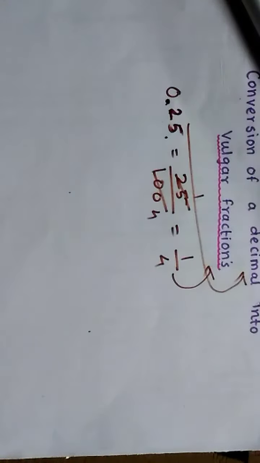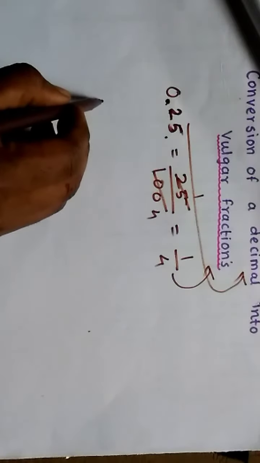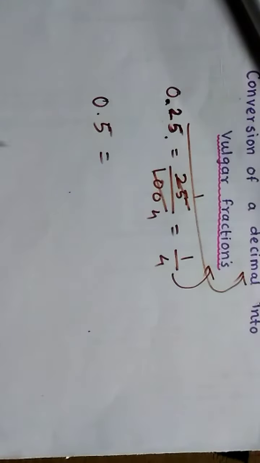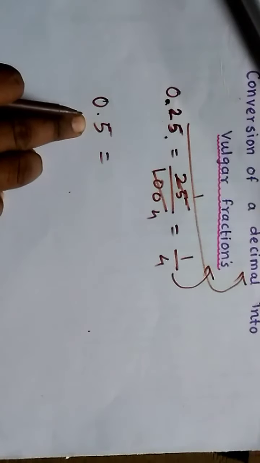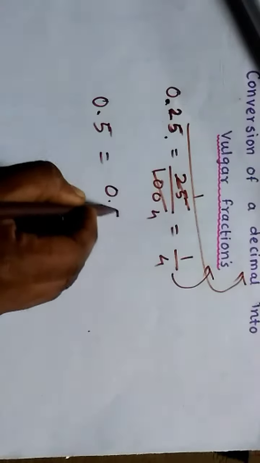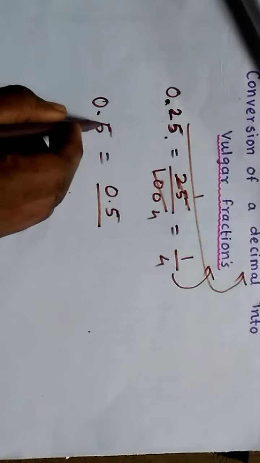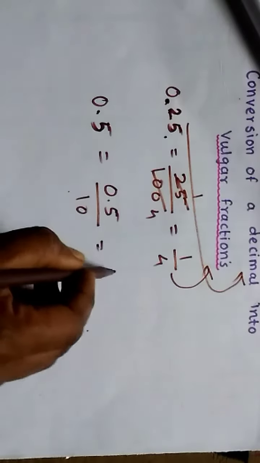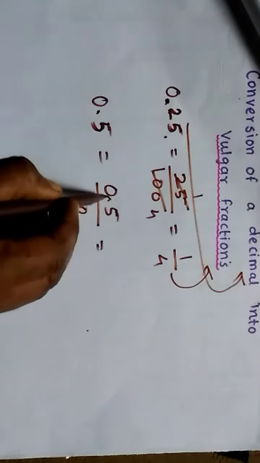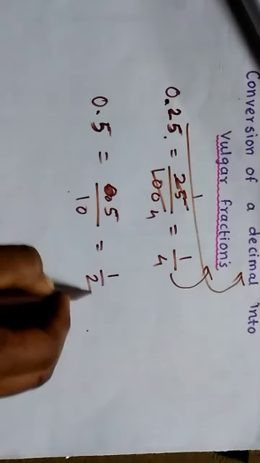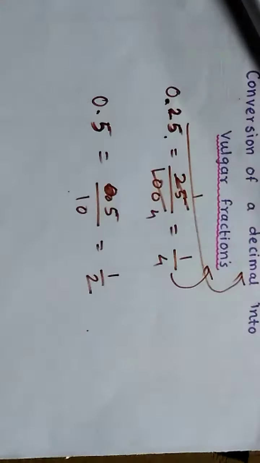We take another example, 0.5. Convert this decimal fraction into a vulgar fraction. Here there is only 1 place after the point, so it is 5 by 10, which equals 1 by 2. This is the vulgar fraction.